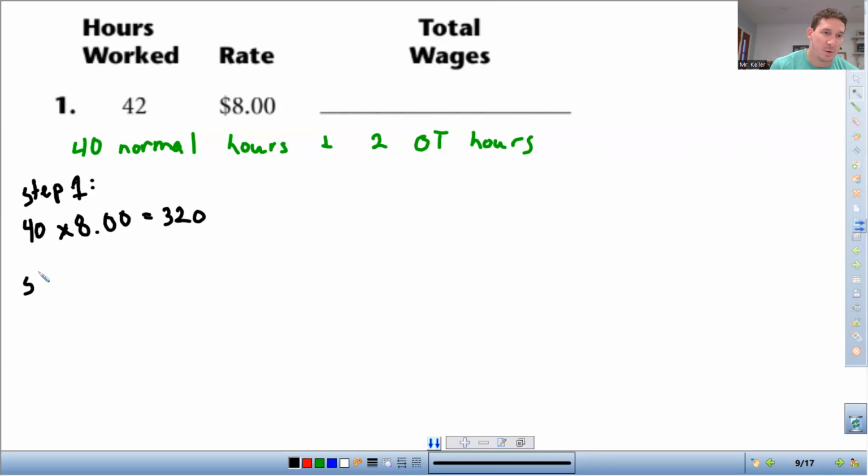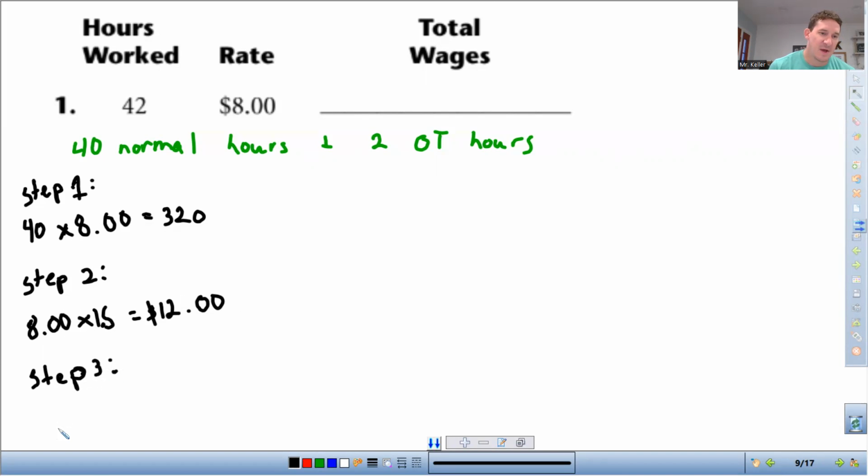All right. Step 2, calculate out the overtime rate. The overtime rate is going to be $8 times 1.5, and that comes out to $12. So he's getting paid $12 an hour. Step 3, figure out the overtime pay. That's going to be $12 times 2, because it's 2 overtime hours worked. So that's $24.